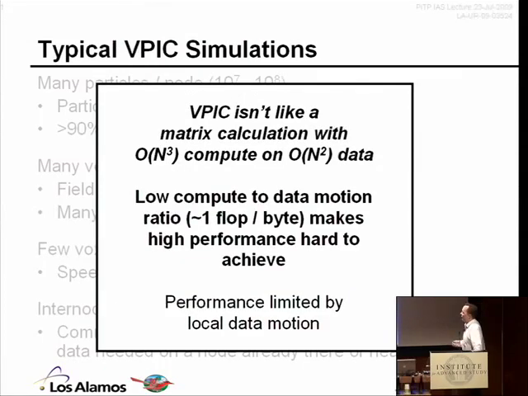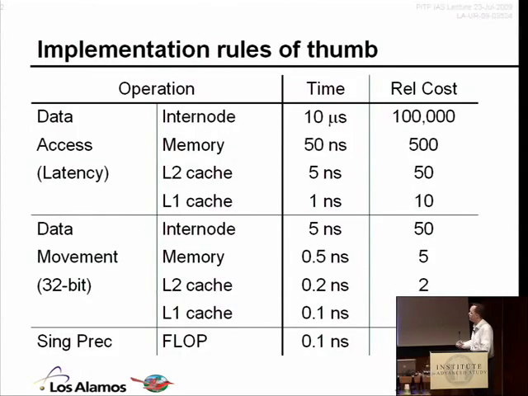But one thing to take away from this is that VPIC is not like a matrix calculation where you're doing a lot of compute on a limited amount of data, and as a result, you can get high performance. Because we're doing a low compute to data motion ratio, and what we saw before is about a flop per byte, it's really hard to achieve high performance on these modern processors, which are so limited by memory bandwidth. Our performance is limited by local data motion.